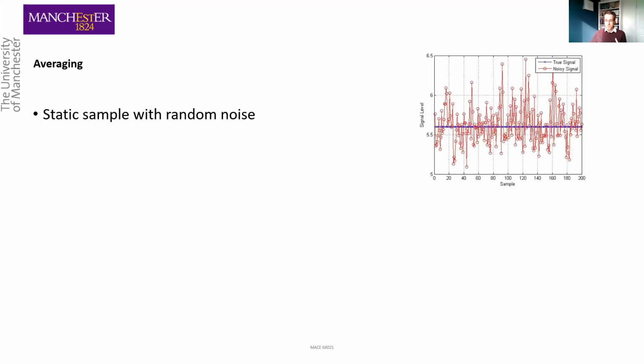So, suppose we have this signal here. We have a static signal, which is blue. Let's draw this in blue. So this is in the middle. That is a steady signal. And then we have sampled this with some noise, which is red. So this is what our data might look like. You might be trying to measure blue, but you actually measure red with your data acquisition system.